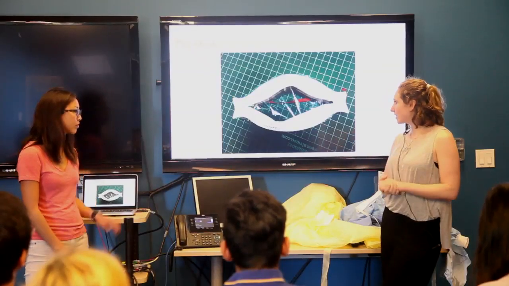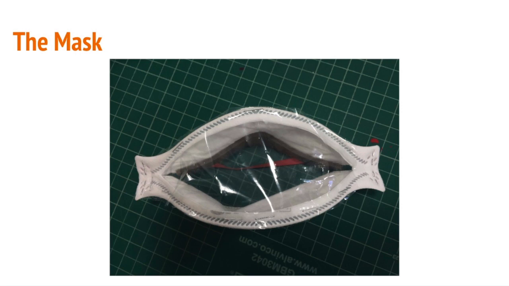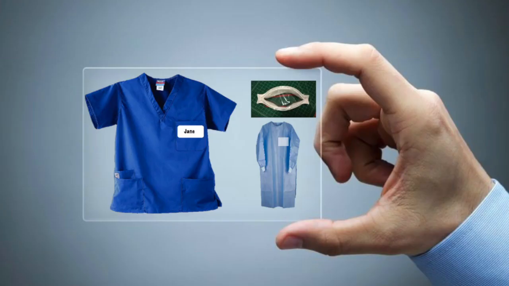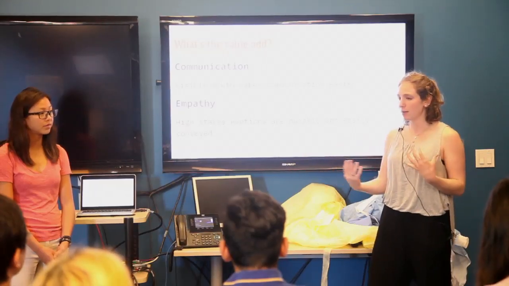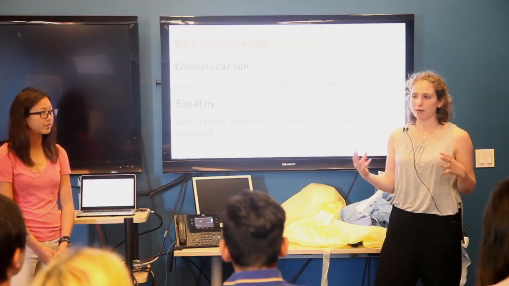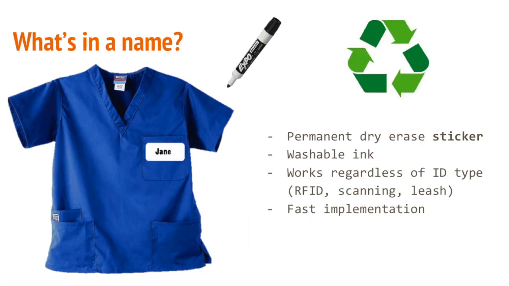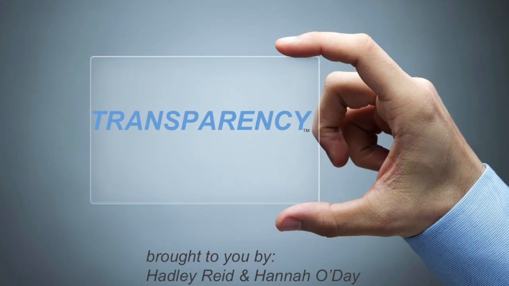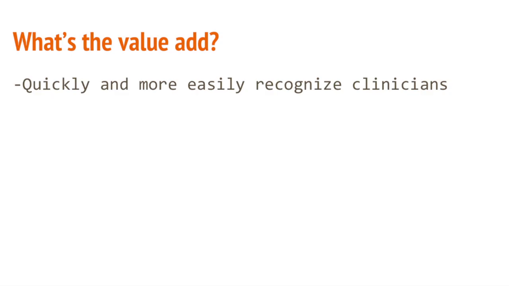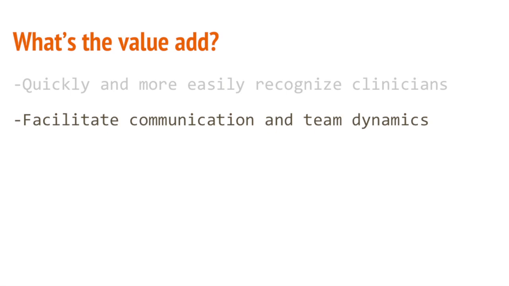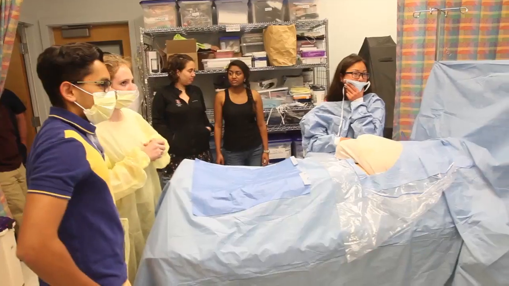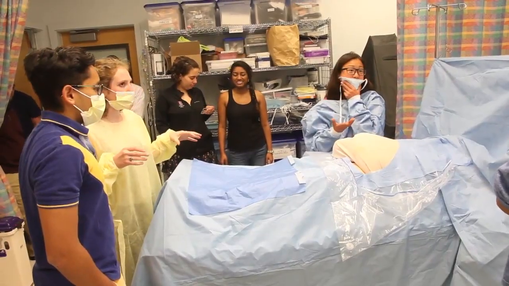So I'll start with the mask. So we have a transparent mask. So having majority of your face visible can aid in communicating not only emotions between team members, but also just in interpreting what people are saying at a basic level. And then also we have this gown with a clear window to go over that scrub so that you can still see the label underneath. So the value add for these things are just quick, easy recognition of clinicians. It facilitates, again, that communication and team dynamic between people that might not work together all the time.